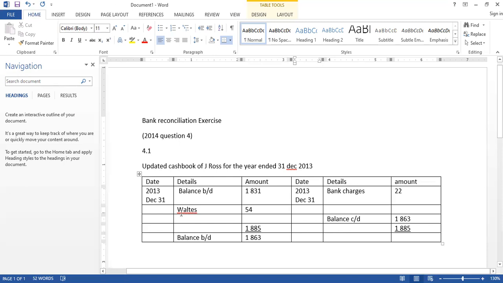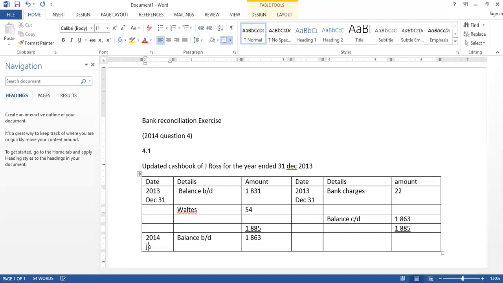Meaning that if your balance carried down was on the debit side, then your balance brought down would be on the credit side. You always bring down the balance to the opposite side, and it's always on the next day. In other words, the balance brought down is always on the first day of the month. So in this case, it will be 2014 January the first, because from 2013 December the 31st, the next day is 2014 January the first. Do you understand?